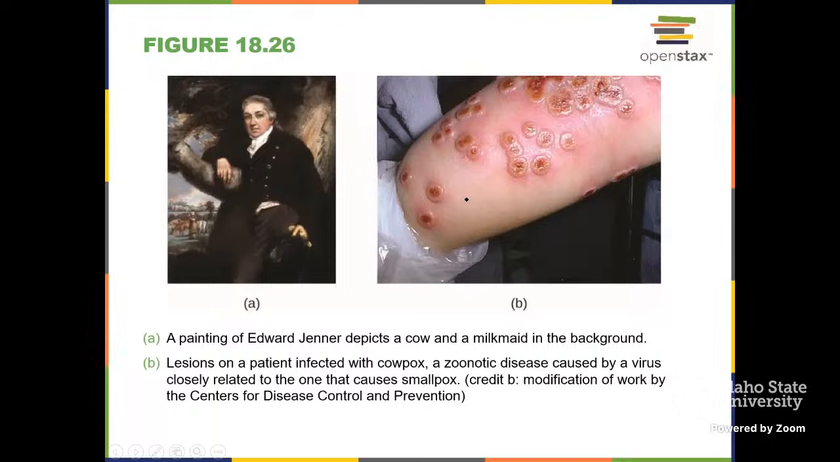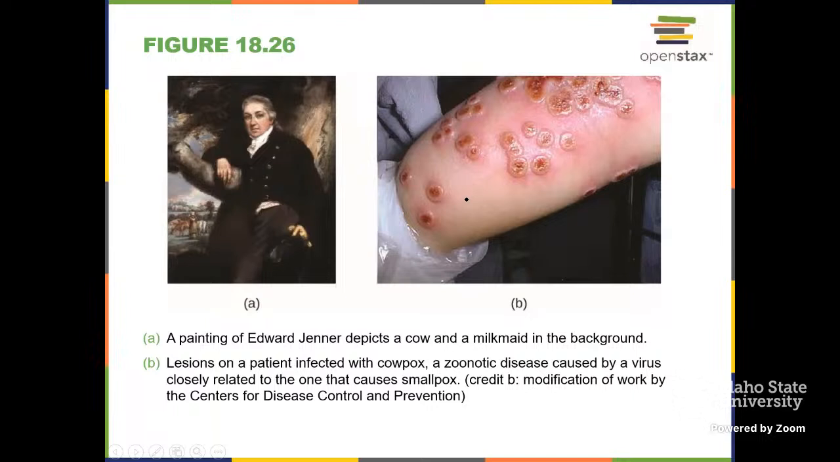Cowpox, as the name implies, is something that we would think about in cattle. So as these girls are milking the cows, they're coming in contact with some of these lesions, and in turn, they develop some cowpox. And he sees that these girls are getting these pox lesions, but they don't seem to get smallpox. So it makes him wonder, what's going on with this? Could this potentially be protecting them against smallpox?